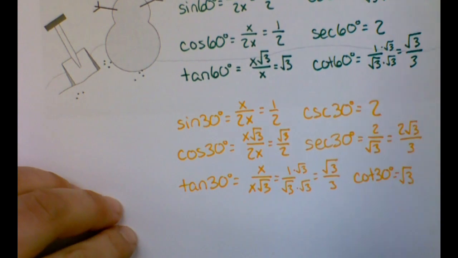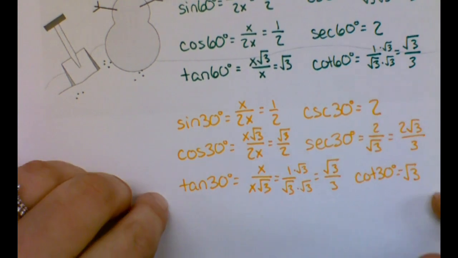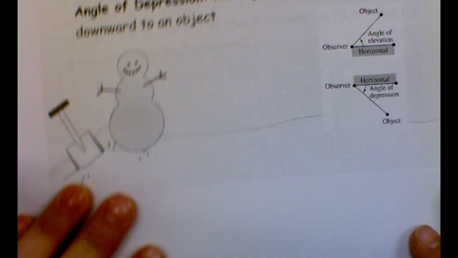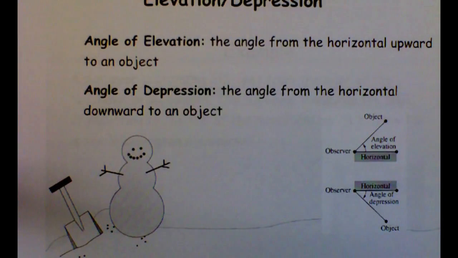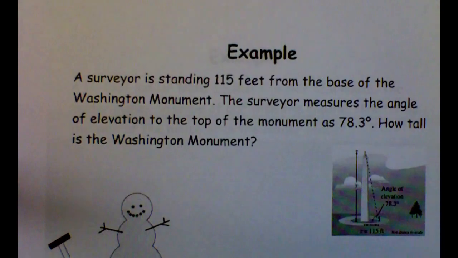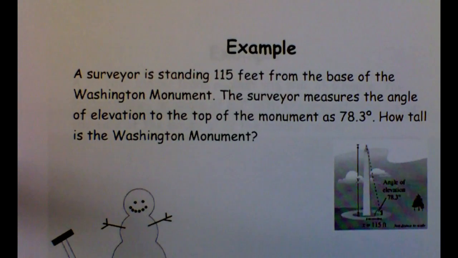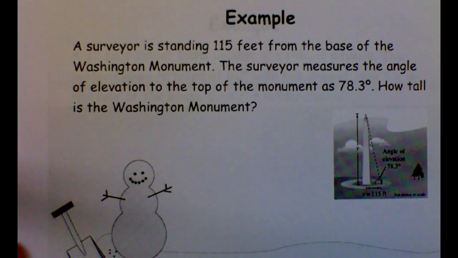All right. So we've already talked about these now, but as a refresher, angle of elevation is the angle from straight out, the angle you'd have to tip your head upward. Angle of depression is from straight out, the angle you'd have to tip your head downward. So a surveyor is standing 115 feet from the base of the Washington Monument. The surveyor measures the angle of elevation to be 78.3 degrees. How tall is the Washington Monument?